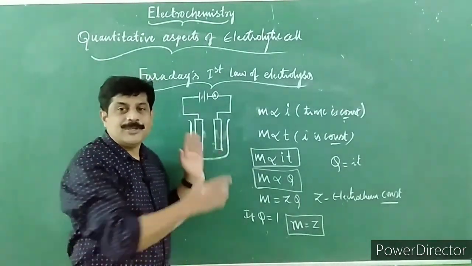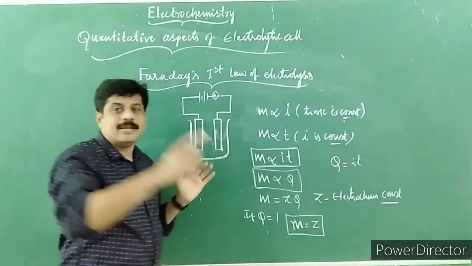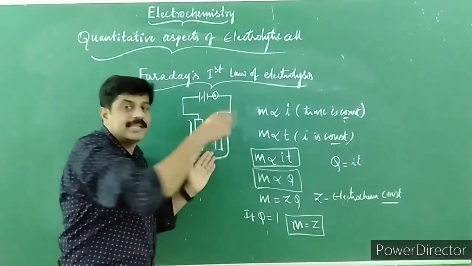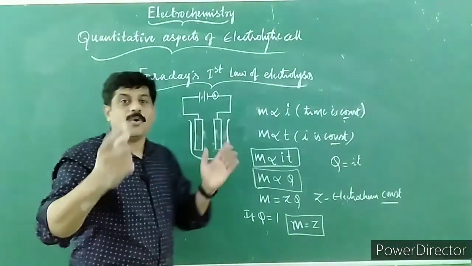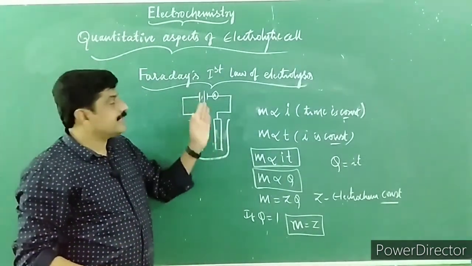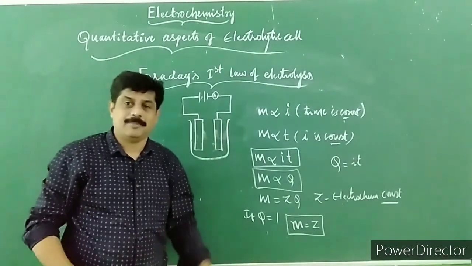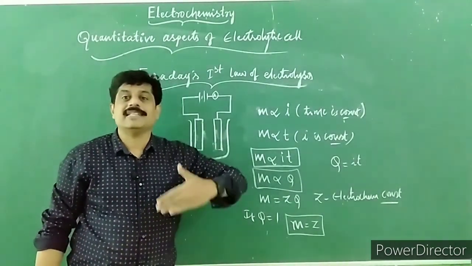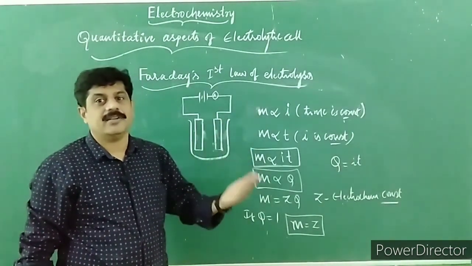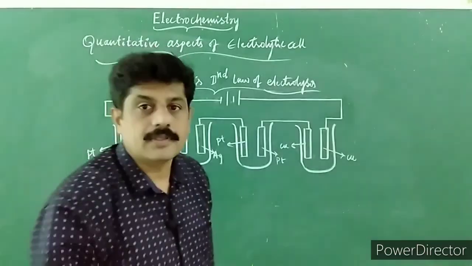In other words, during the electrolysis, the mass of the substance discharged at an electrode is directly proportional to the quantity of electricity passed. This is very, very important for the examination. Now, let me go for the second law of electrolysis, which is called Faraday's second law of electrolysis.